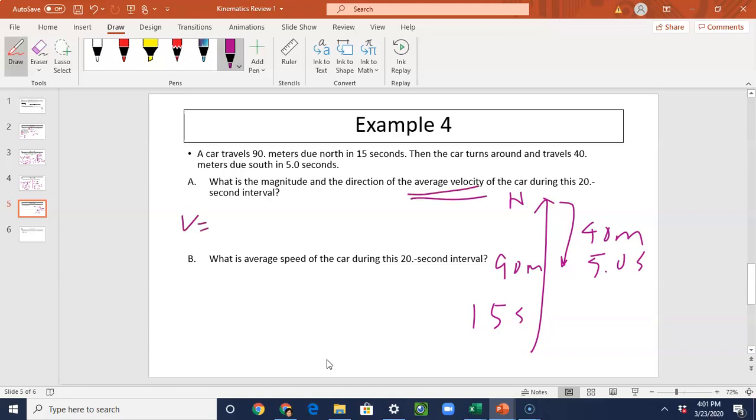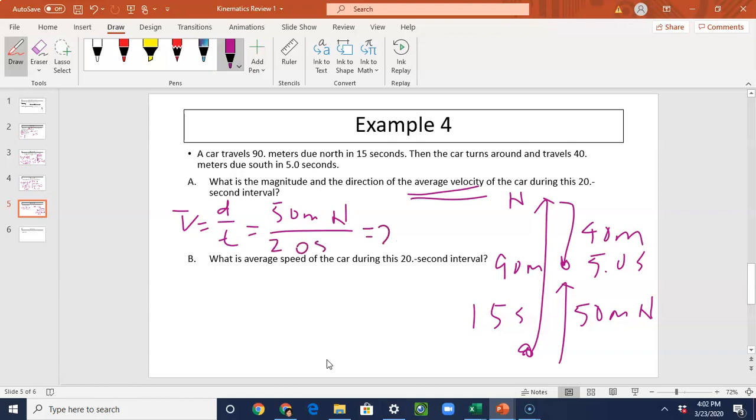Average velocity, v equals d over t. In this equation, for velocity, d is displacement. Total displacement: you start from here and end over here, so the total displacement is 50 meters going to the north. What's the total time? 15 plus 5, that's 20 seconds. So you have 2.5 meters per second going to the north. The first part is the magnitude, the second part is the direction.